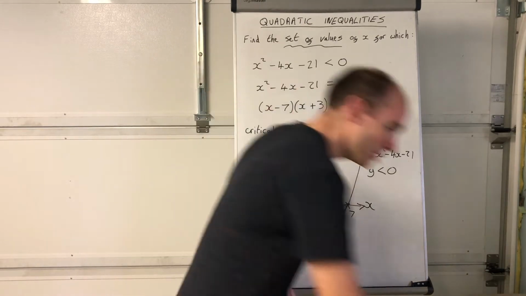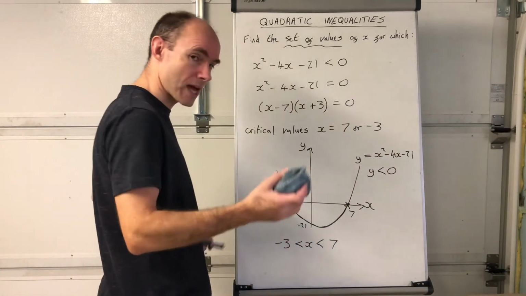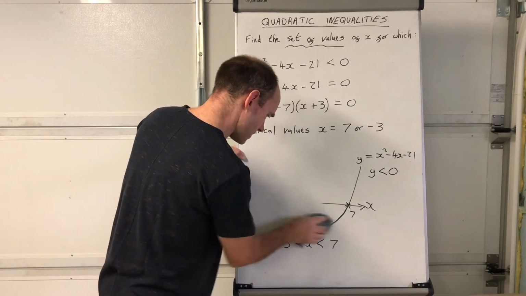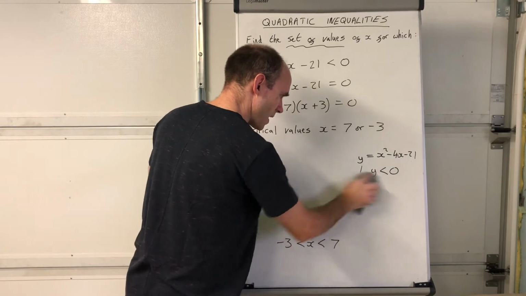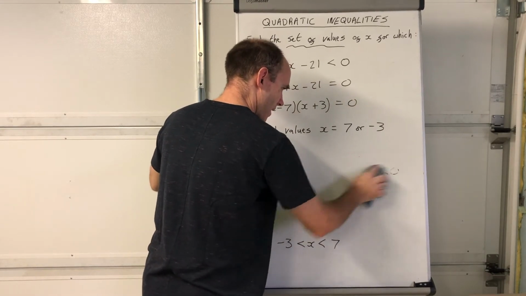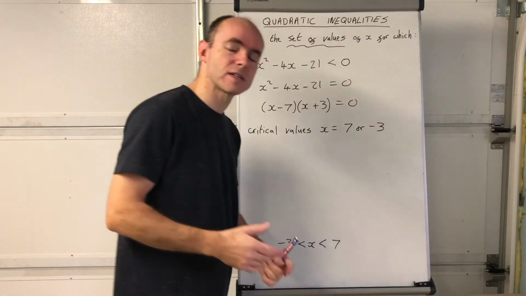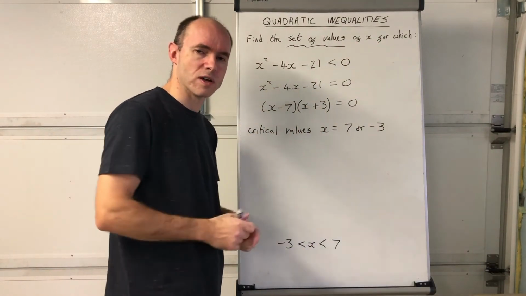Let me show you the other method, okay? It's normally called the table method in my classrooms, but I'm going to show you how we use it now. Having got to this stage here, critical values of 7 or negative 3, there exist three possibilities of what your final solution looks like, okay?